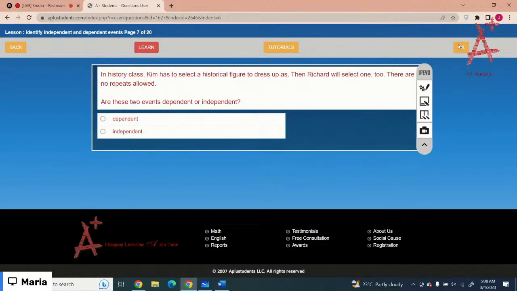In history class, Kim has to select a historical figure to dress up as. Then Richard will select one too. There are no repeats allowed. Are these two events dependent or independent? They are dependent events, got it? Because no repetitions are allowed. So if the first one selected a dress, no one can select the same dress again. So they are dependent events.